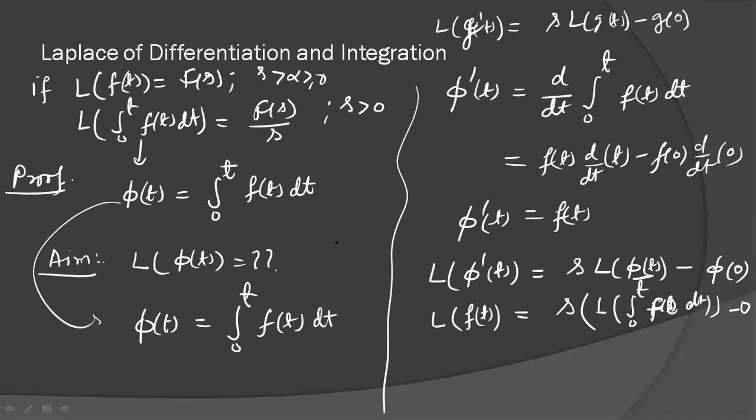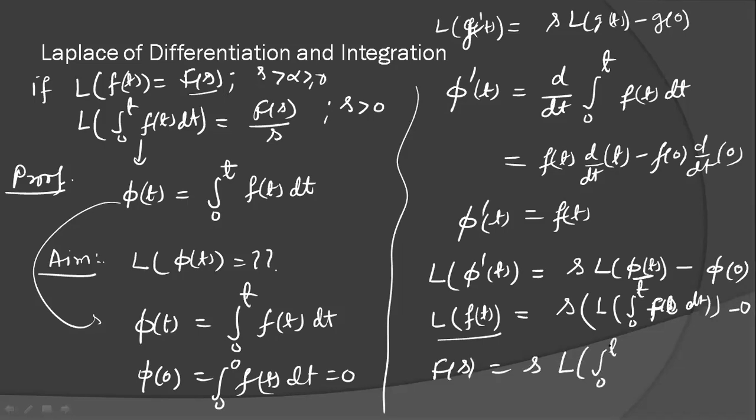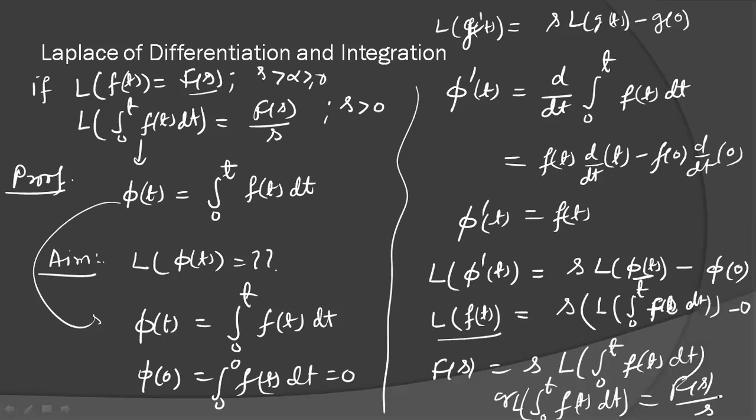And what is phi 0? You can see phi 0 will be 0 because it will be the integral from 0 to 0 of ft dt. It means this value will be 0. So Laplace of ft we have already assumed as capital Fs, then it is s into Laplace of the integral from 0 to t of ft dt. So you can write that Laplace of the integral from 0 to t of ft dt is equal to Fs over s. Please do the proof at least 2 times so you will understand the proofs in a better manner. So this is the proof of Laplace integration and differentiations.